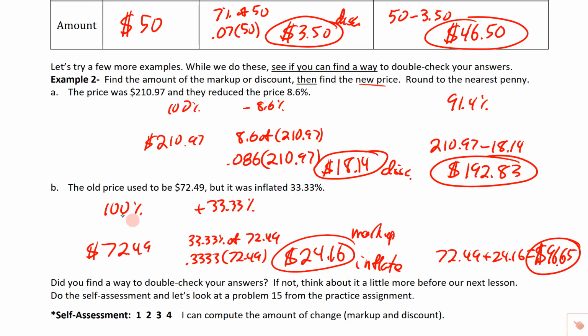That's the final price. But remember, we started off at 100%, added 33.3%. So we actually ended up paying 133.33%. That's why it's so much more. It was about $72. Now we pay almost $100 for it. So if you found a way to double check it, great. If not, think about it some more. I want you to do the self-assessment right here, and we're going to come back and take a look at number 15 from the assignment.